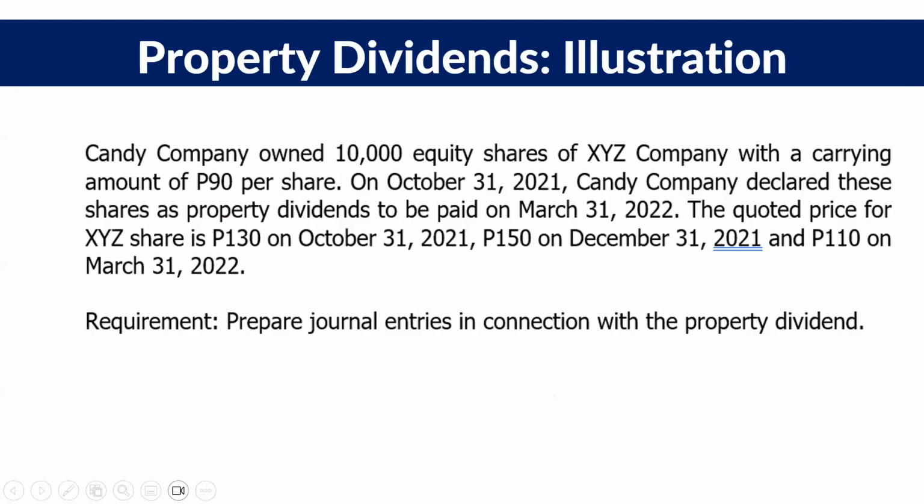So meron tayong ditong illustration. So in this illustration, we have here Candy Company owned 10,000 equity shares of XYZ Company. Yung carrying amount ng parang investment in equity shares siya, no? Is 90 per share. So on October 31, 2021, Candy Company declared these shares as property dividends to be paid on March 31, 2022. So the quoted price for XYZ share is 130. So ito na yung magiging fair value natin.